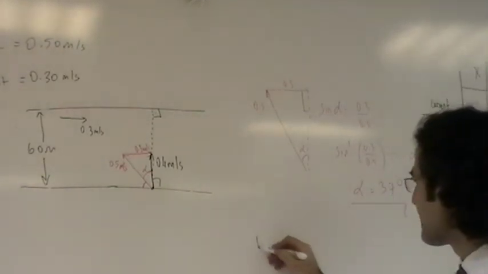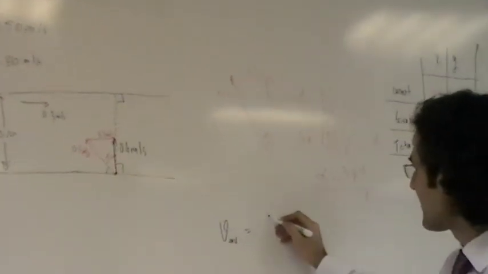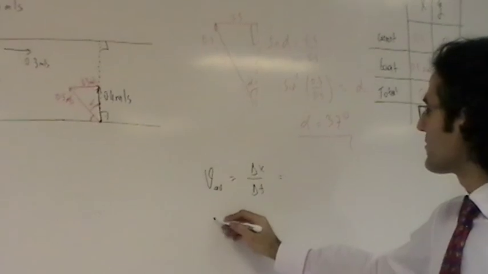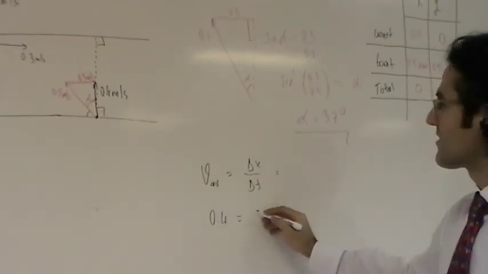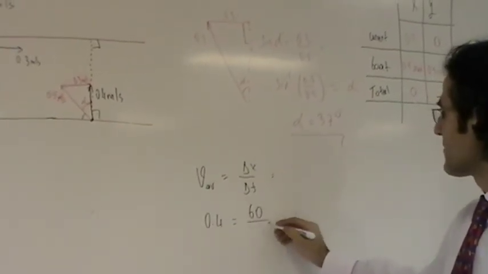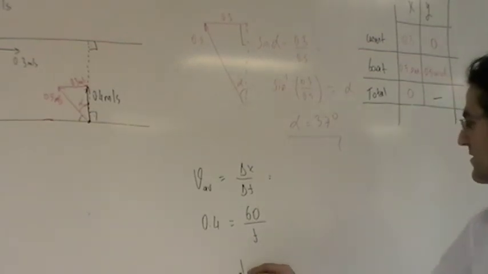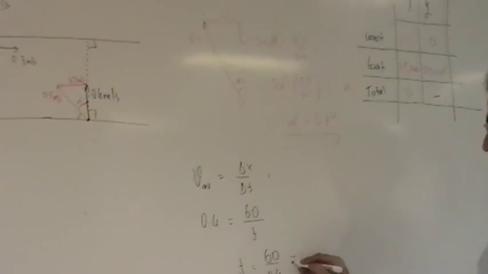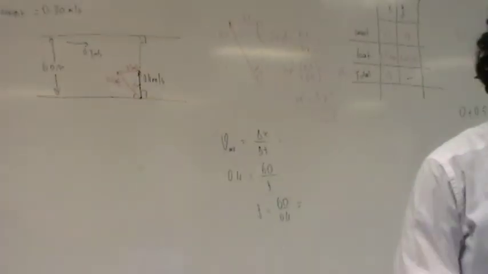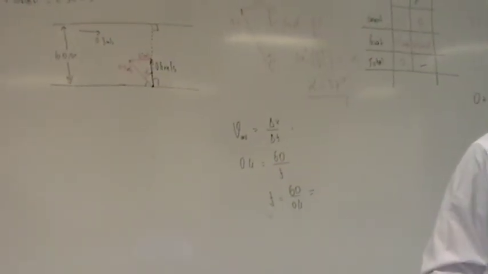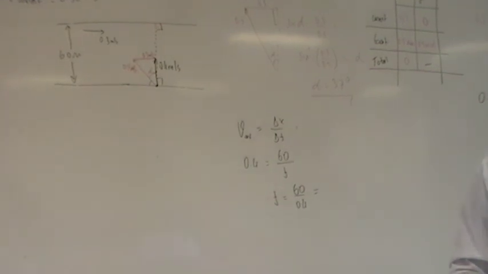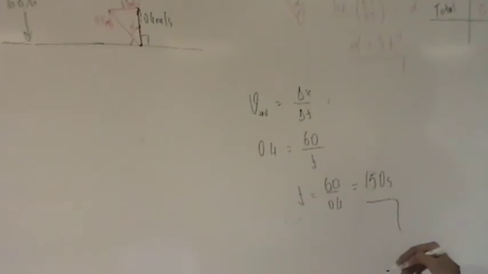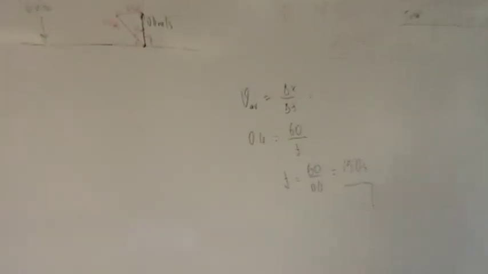What was velocity? Average velocity was delta x over delta t, wasn't it? Okay. Average velocity 0.4 is equal to delta x, 60, divided by time, and therefore time will be equal to 60 divided by 0.4. That is going to give you the answer: 150 seconds. Okay, thank you.